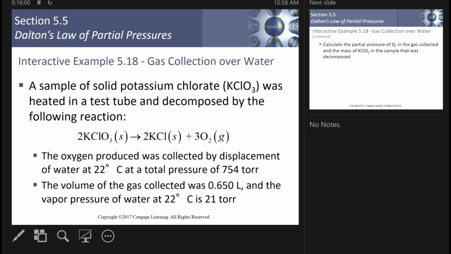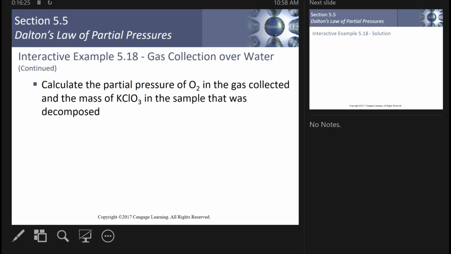What do we want, the volume? The mass. Okay. And I got 2.1. I got 2.16.